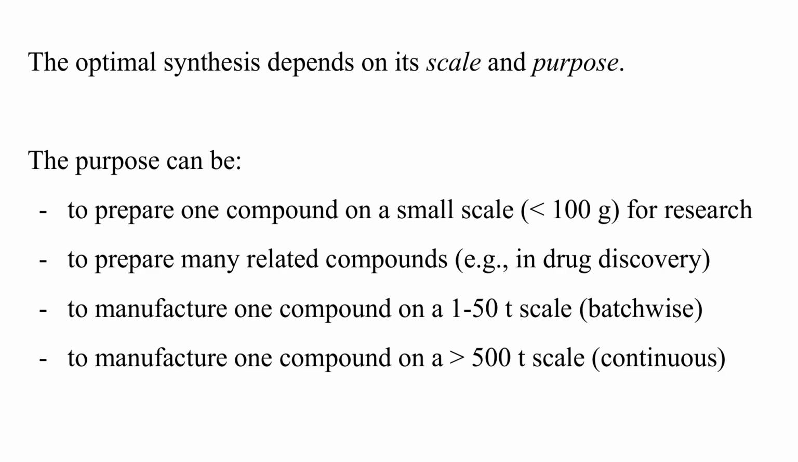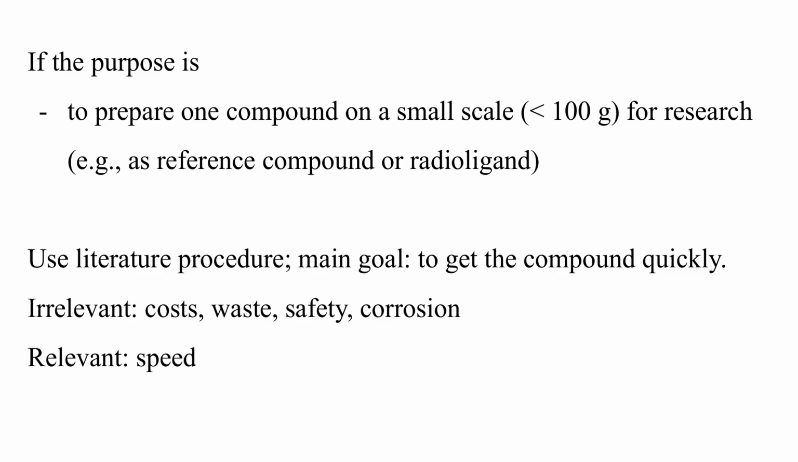In medicinal chemistry, often many related analogs of a given lead structure are required, also on a small scale. In such instances, the chemist faces less stringent limitations than in large-scale, batch-wise, or continuous production. So, if you have to prepare a compound on a small scale, I would just use the literature procedure, because the main goal is to get your hands on the compound as quickly as possible. The price of starting materials and reagents, waste disposal, safety, and potential corrosion of equipment are irrelevant here and do not need to be considered.